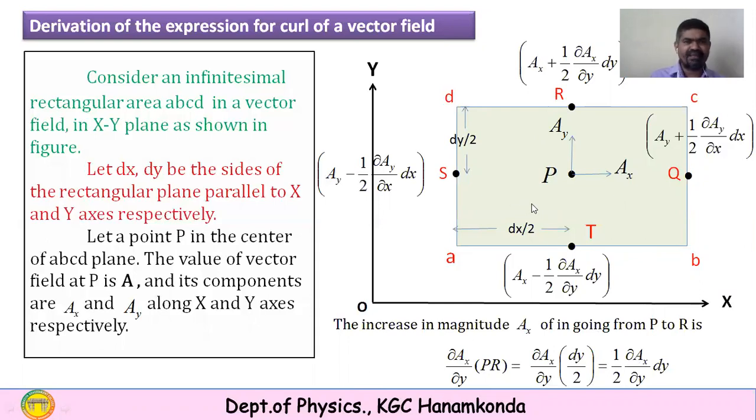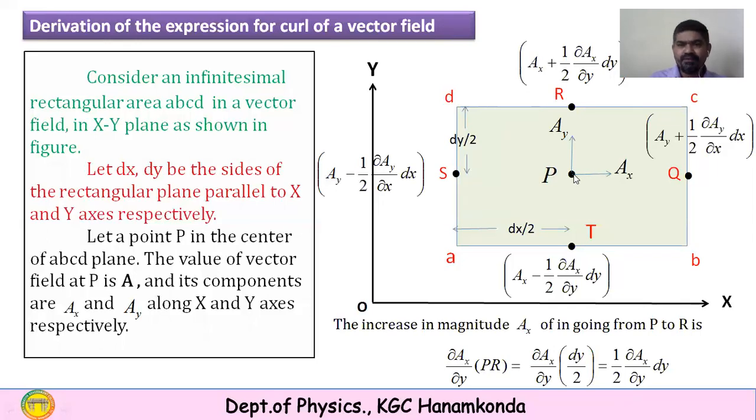Let us go from point P to point R, which is the midpoint of side CD. Here, side AB is dx, side BC is dy. Therefore, side DC is also dx, and side AD is dy. The sides of this rectangular plane are dx and dy. Dx is parallel to the x-axis, dy is parallel to the y-axis. So here I am taking the point R, which is the midpoint of side CD.